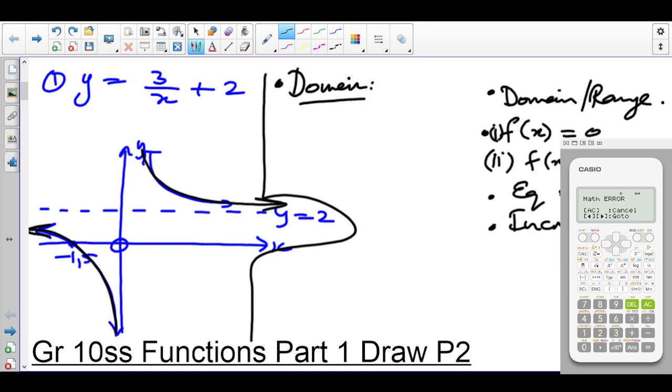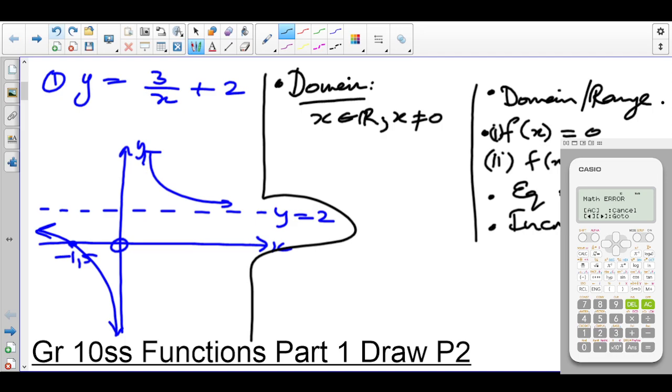But look here. Does this graph exist on this line here? No. So that is the only x value for which this graph does not exist. Besides that, x is equal to 0, it exists everywhere else. You all agree with that? So what do I write for the domain? I say x is an element of R. However, x is not equal to 0.